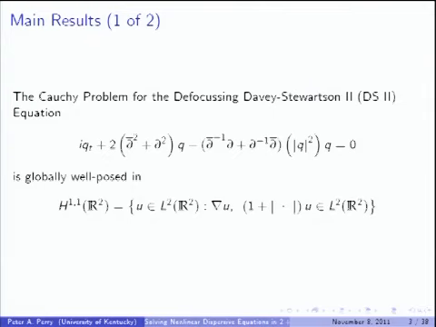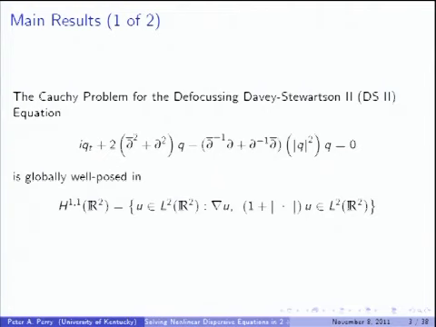Okay, so what are the main results? The first result concerns something called the defocusing Davey-Stewartson equation, the Davey-Stewartson 2 equation. Let me explain roughly where this equation comes from. Davey-Stewartson and also Benney and Roskes derived a family of equations which includes this completely integrable equation to describe the behavior of surface waves in shallow water. The solution Q is a function of two space and one time variables, and I've used the D and D-bar notation, which is very natural in this setting, to write down the equation.